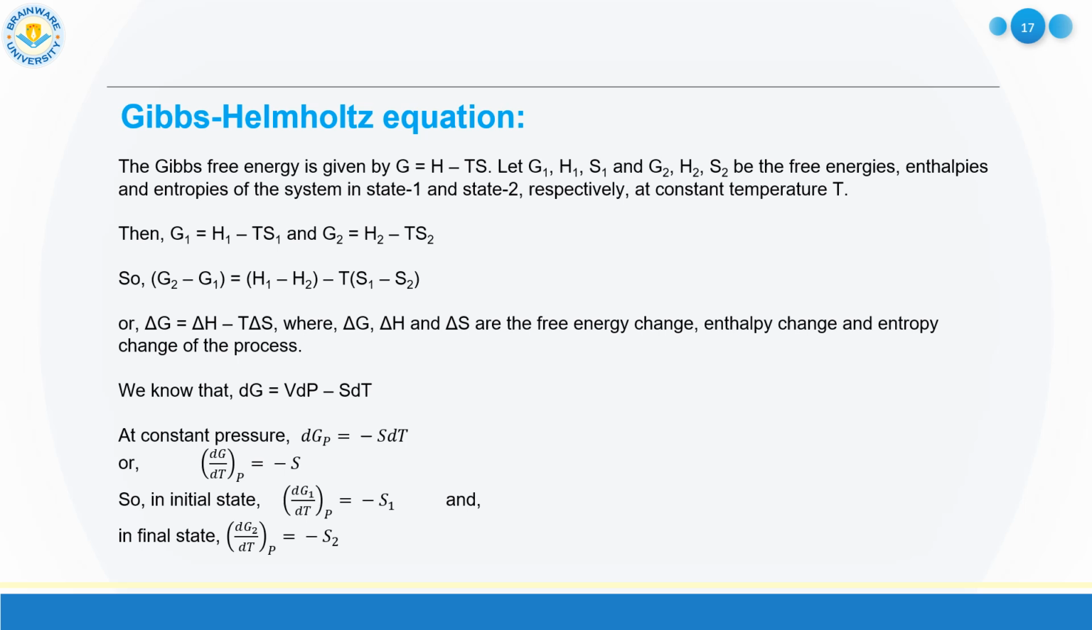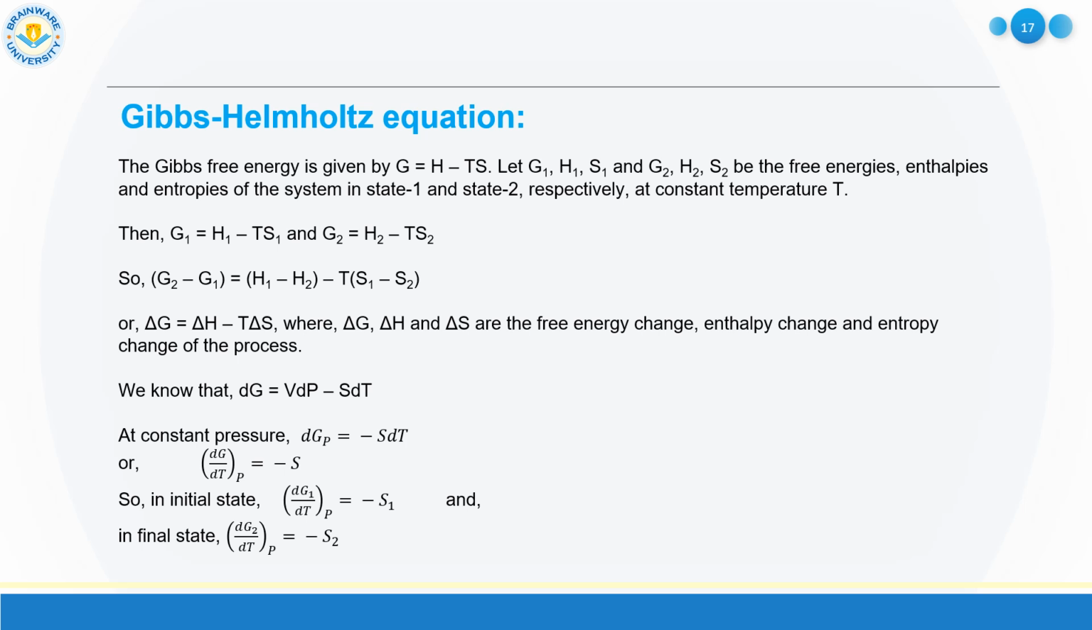Now let us deduce the Gibbs-Helmholtz equation, which is an important equation in thermodynamics. So I have explicitly shown here the mathematical calculation to deduce the Gibbs-Helmholtz equation from Gibbs free energy. So we have considered two states, state 1 and state 2, and we have defined the Gibbs free energy for the two states. Then we have subtracted G1 from G2, and we got this one, delta G equal to delta H minus T delta S.